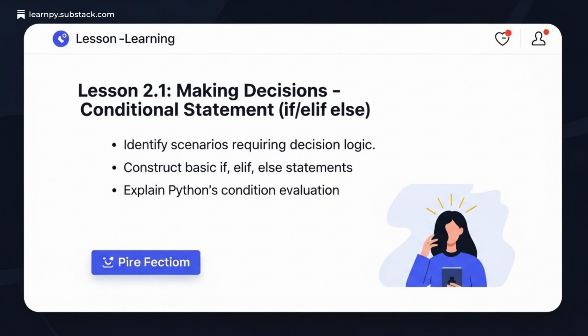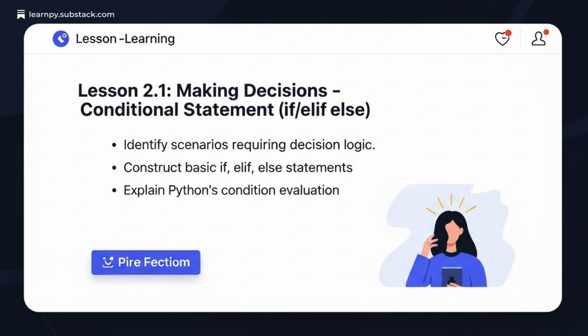By the end of our time together, you'll not only understand how to guide your program's actions, but also how to implement this fundamental concept effectively. Specifically, you will be able to identify scenarios where decision-making logic is crucial, construct basic if, elif, and else statements in Python, and explain how Python evaluates conditions to determine which code path to follow. This foundational knowledge is key to moving beyond simple scripts to creating complex, smart applications.